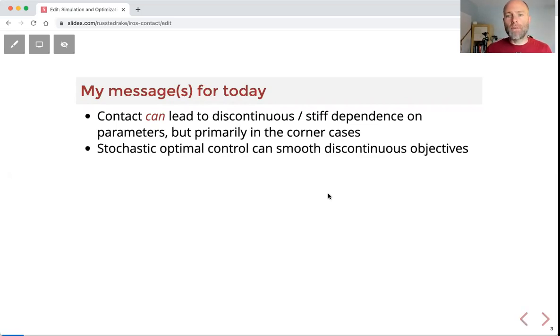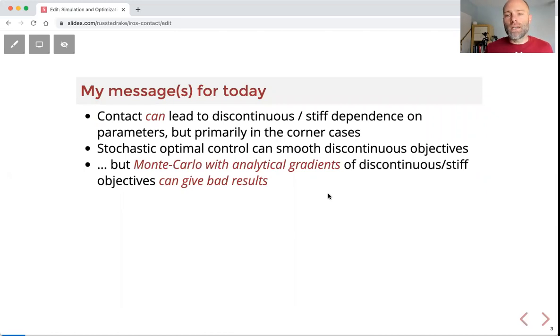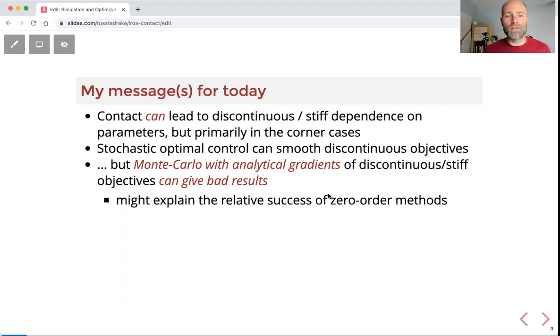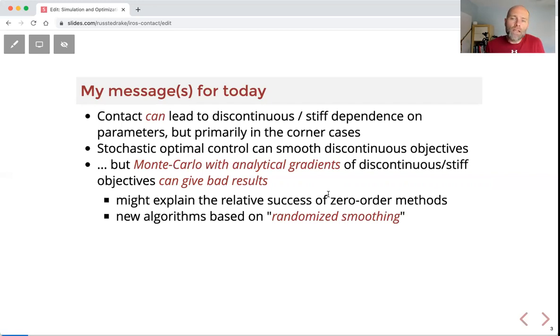Stochastic optimal control, the type of formulations we see often in reinforcement learning, can certainly smooth discontinuous objectives. And that's going to be an important idea today. But actually doing straightforward Monte Carlo approximations using analytical gradients, first order gradients, of discontinuous and stiff objectives can give bad results, okay? And I think that might actually explain some of the relative surprising success of zero order methods compared to some of the obvious, what many of us think would be obvious use of first order gradients. And there's a new way that we've started thinking about this using the lens of randomized smoothing from optimization.